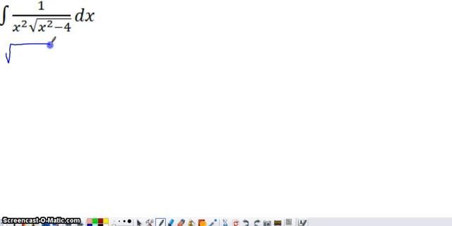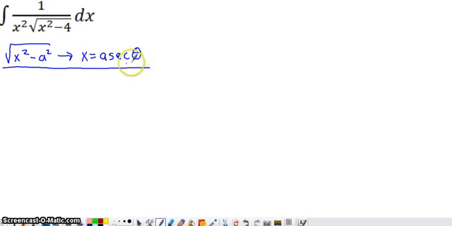And so if your root looks like this one does, where we have the variable squared written first and then minus the constant squared second, what you can try to do in order to get rid of the root and sometimes get to the point where you can find your antiderivative is you can attempt to let x equal a secant of theta. So if we try to do that here, this is what we're going to go with. We're going to try to let x equal a secant of theta.